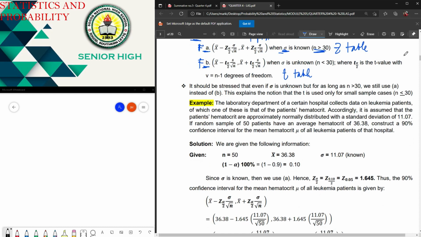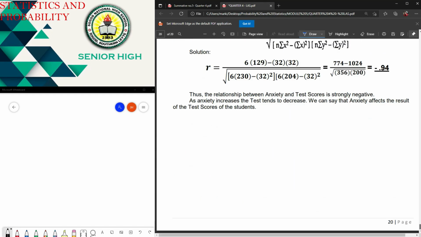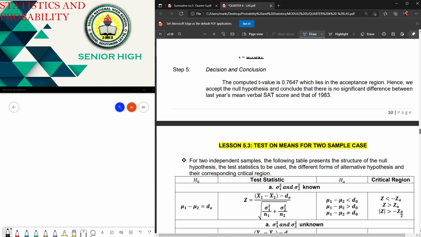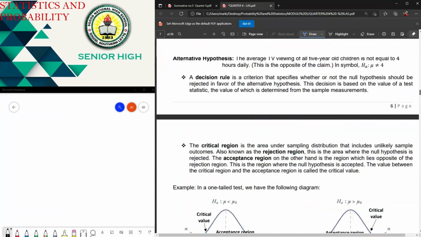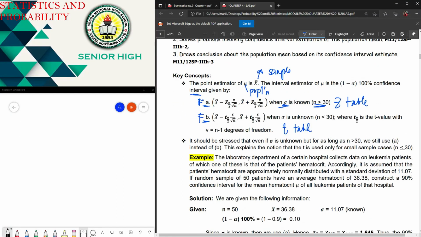Here I'm going to show it to you. It's not here, but in your module it's there. So let's go back to our discussion. Again, you are already familiar with the t table and z table, so you already know how to use them. Make sure they're on your side so that it's easier for you to look for the answer.